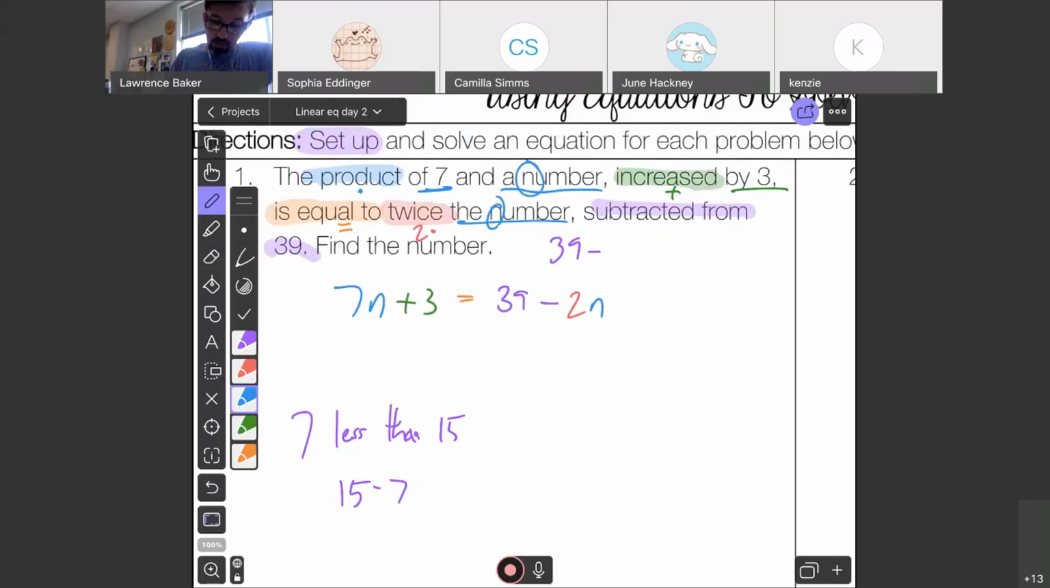With subtraction and division, order matters. 7 minus 5 is not the same thing as 5 minus 7. So it's really important that when we write subtraction and division problems, we write them in the right order. And again, unfortunately, the math and the English don't always match up for us there.